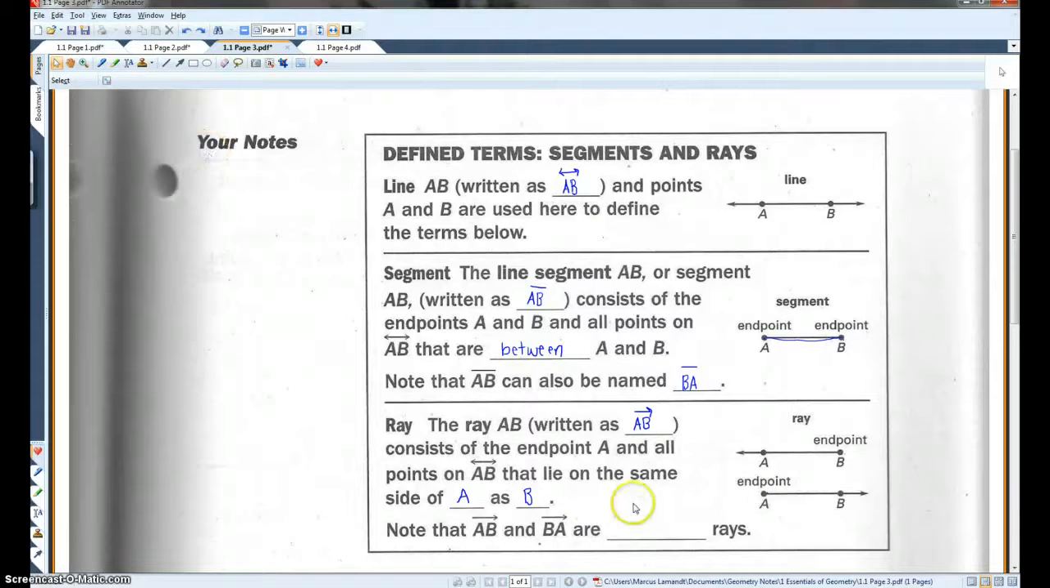Note that AB and BA are different rays. They're not the same ray. Okay?